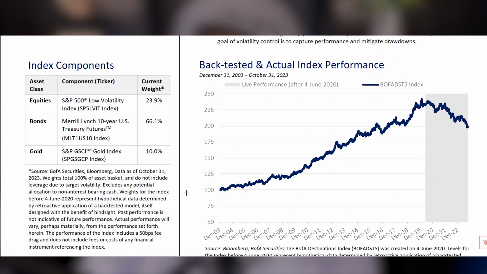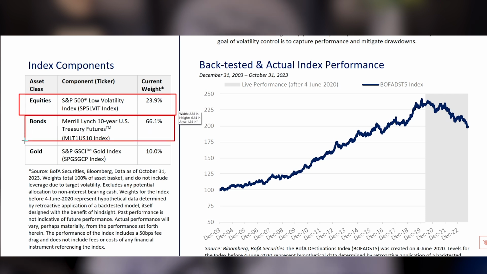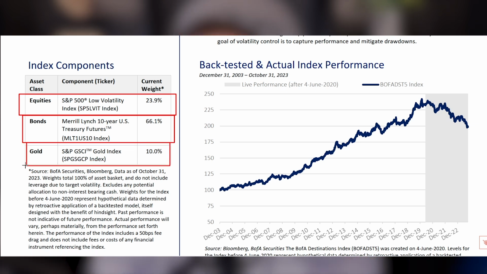I love that they give us the most recent weighted allocation of this particular index. This is as of October of 2023. We have 23% of the dollars in equities. We have 66% of the dollars in bonds, and we have 10% of the dollars in gold. Now, here's what's interesting about this particular index. If you have 66% of your dollars in bonds, and interest rates are going up, your bond values are going to go down, which means the future performance of this index doesn't look great if 66% remains allocated in bonds and interest rates continue to tick up. This index will struggle. It has to, because that's the way it's built.